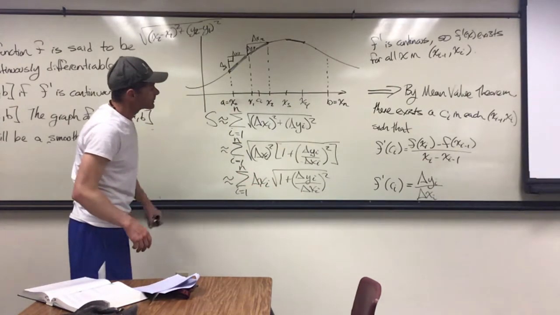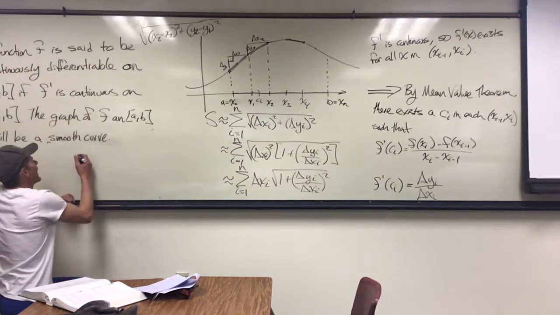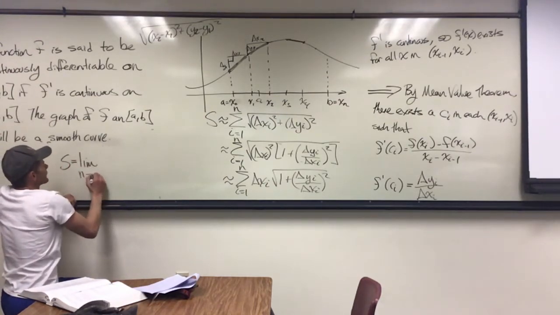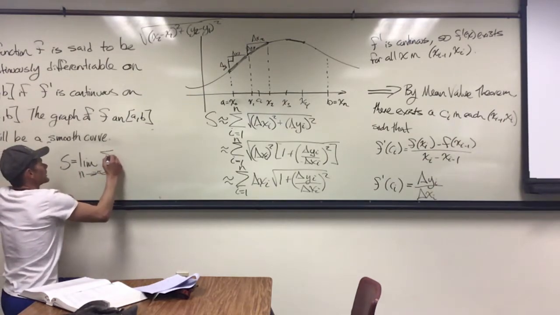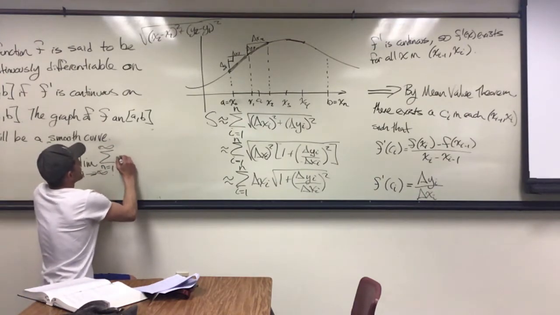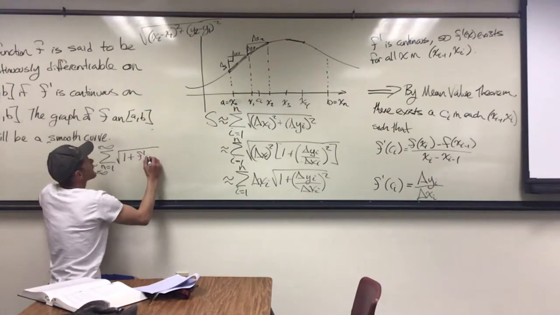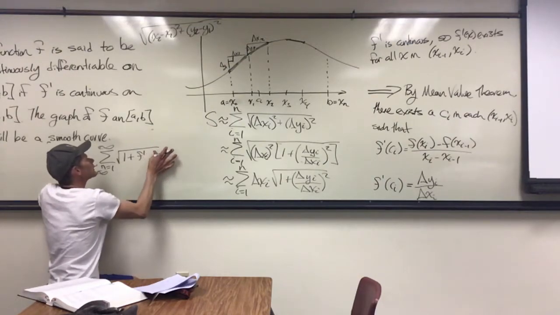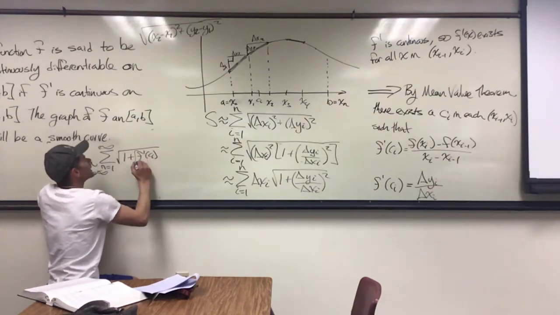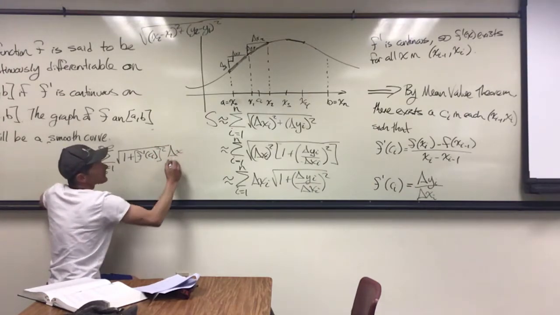Okay? And so I ran out of room, and so I'm going to have to come over here. I'm going to take this s again, and I'm going to say s, the length, is equal to the limit as n goes to infinity of the summation from i equals 1 to n of, and I'm going to use my commutative property and write, the square root of 1 plus f prime of c sub i squared, times all these little delta x's.